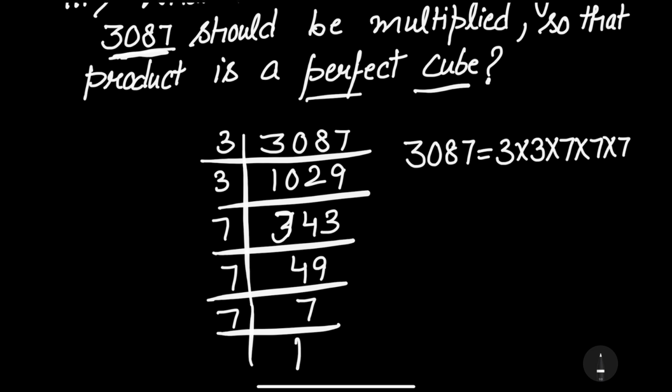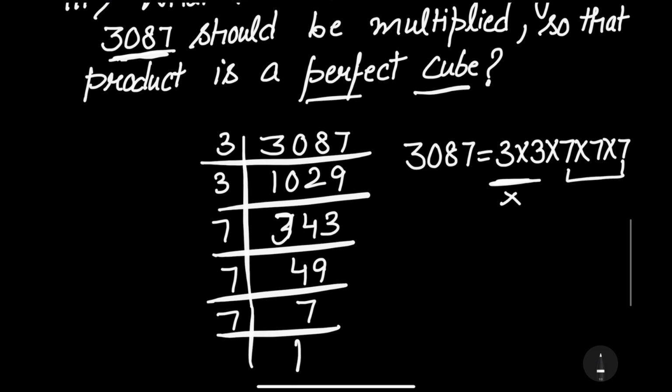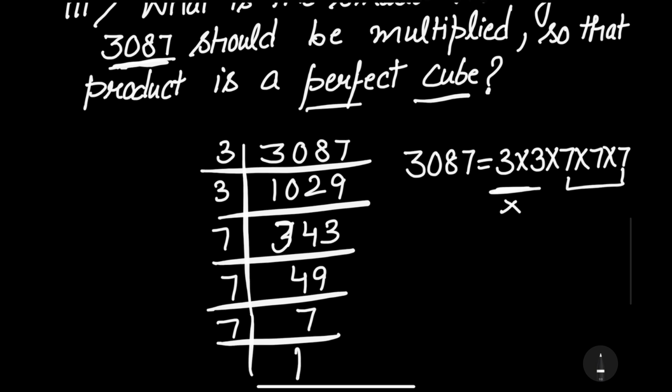Now from here it is clear that the number 7, it is coming in which form? Triplet form. But number 3, it is not coming in triplet form. Okay, we need one more 3, only then the triplet of 3 will be complete. So what is the smallest number with which we multiply the given number so that it is a perfect cube? The answer is what? 3. Okay, when we multiply this number by 3, we will get the perfect cube.